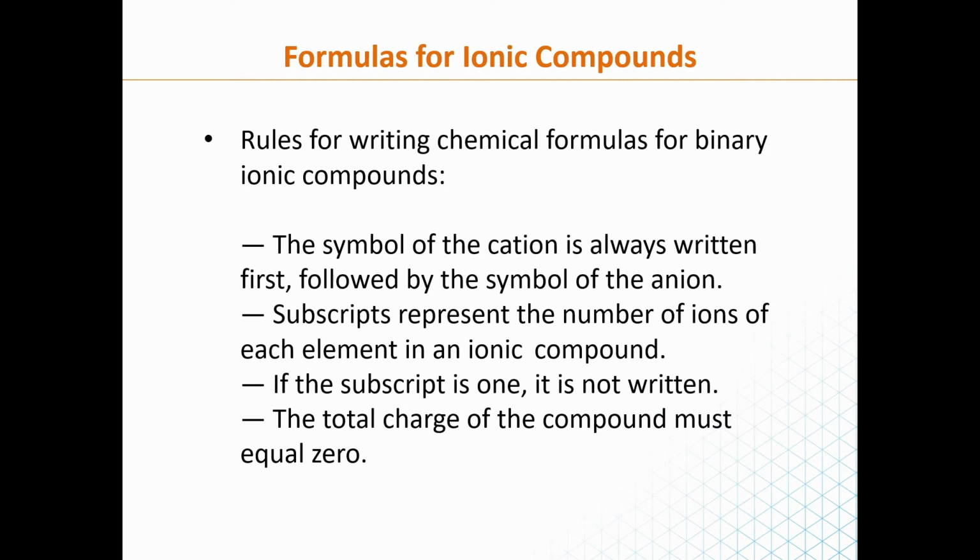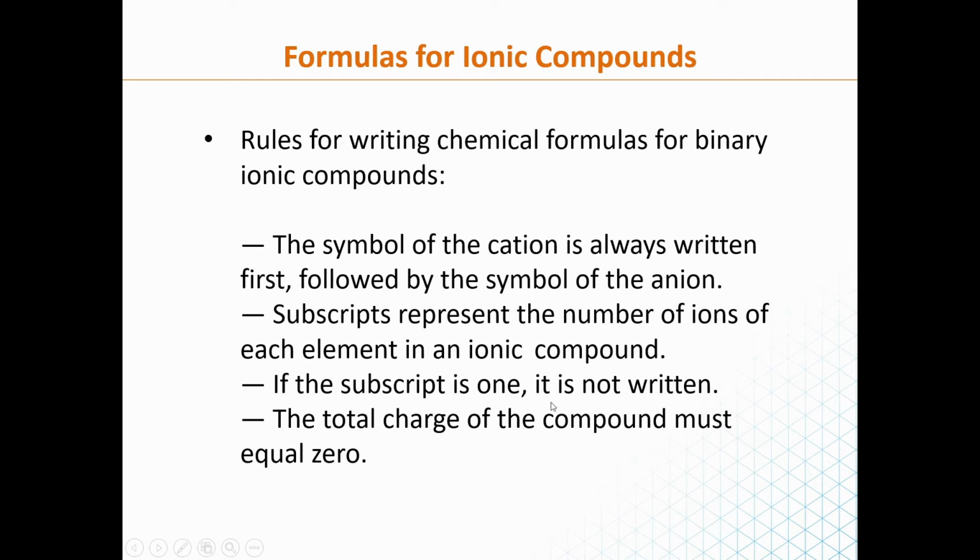Rules for writing chemical formulas for binary ionic compounds. The symbol of the cation is always written first. By the way, binary means combined of two sections. Binary ionic compounds mean two sections, the positive and the negative section. The symbol of the cation is always written first, followed by the symbol of the anion. It means the positive first and the negative coming after the positive, because we know the cation is positive and the anion has a negative charge.